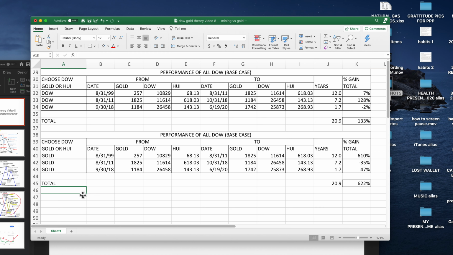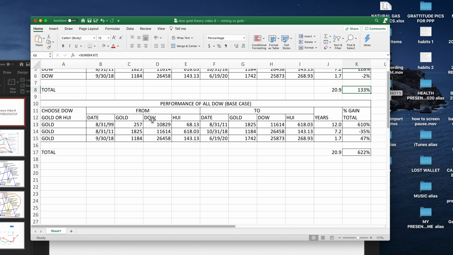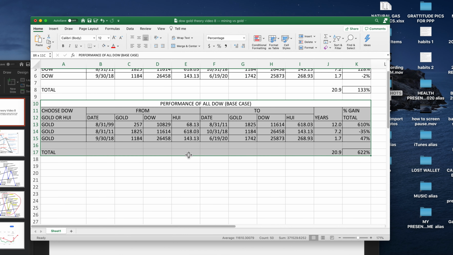So if I do the entire history of the Dow and gold as it's shown on Macrotrends, the Dow outperforms gold, but over this time period, especially with the recent drop, gold did a lot better than that right there. Now let's see how the Huey does over this same time period.